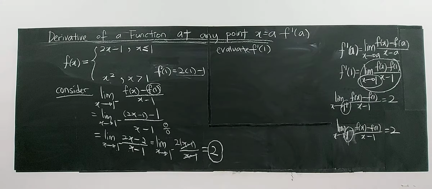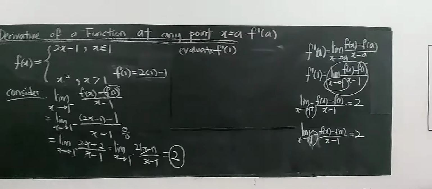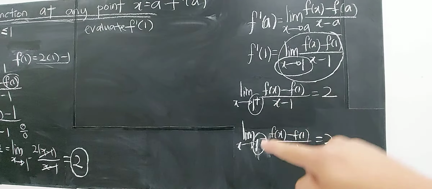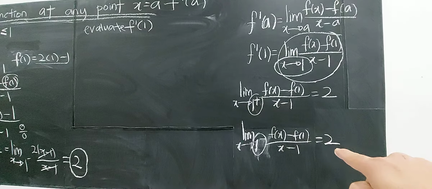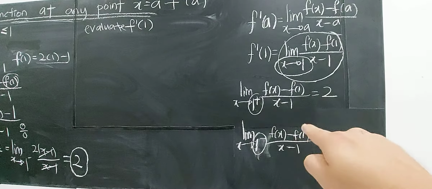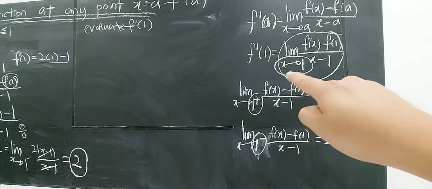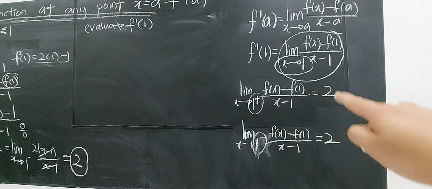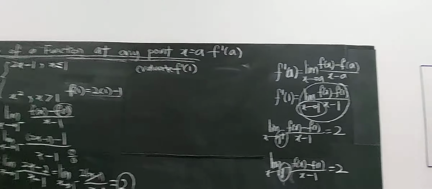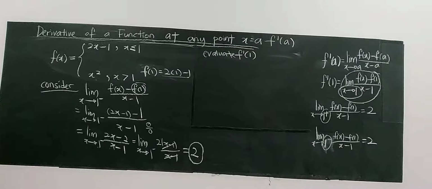So you see, from the right it is 2, from the left of this function also 2, and this function from the right is 2, from the left also 2. So it means that as x approaches 1, the limit exists, which is giving the value of 2. Means that f prime 1 is 2. So it's differentiable here.